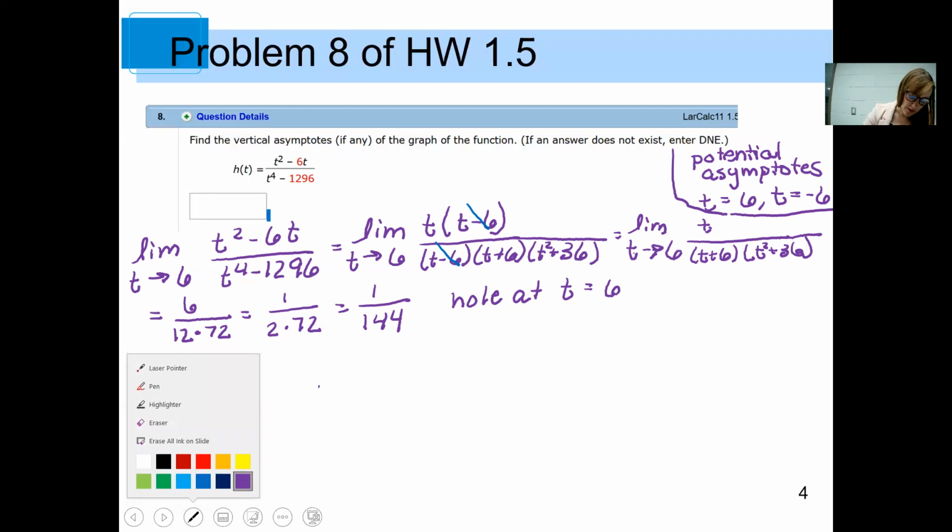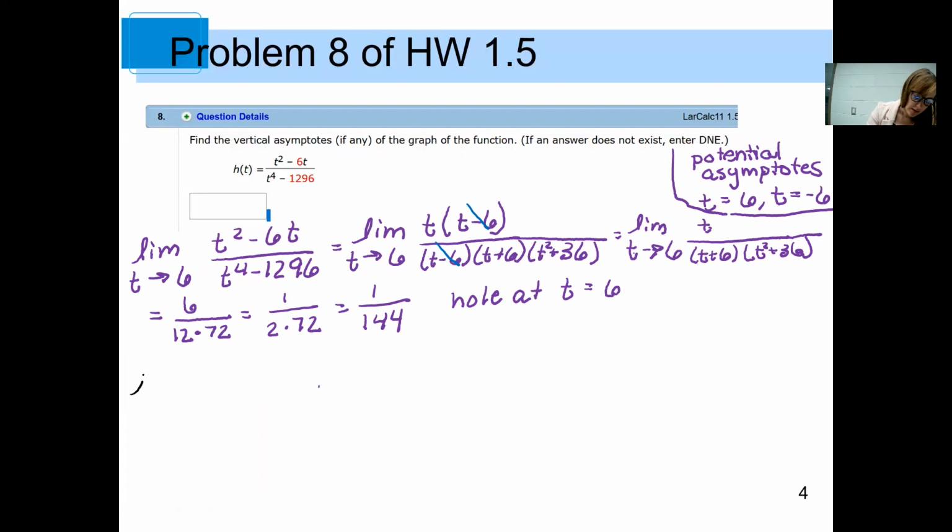Okay, so what's the other situation for a vertical asymptote that we need to consider? It's what happens when t equals -6. So when t equals -6, the limit as t approaches -6 of (t squared minus 6t) over (t to the 4th minus 1296).